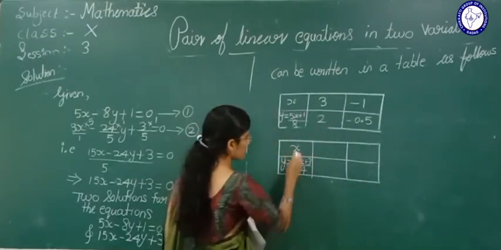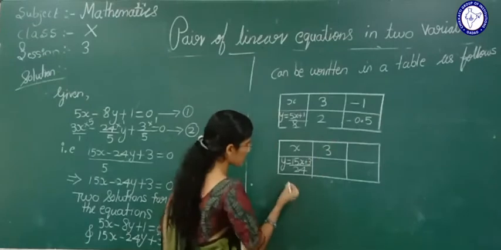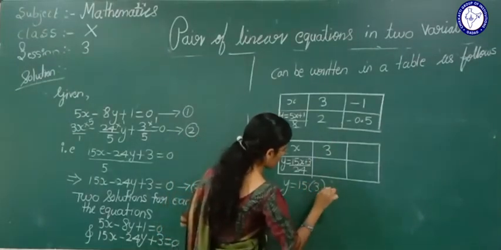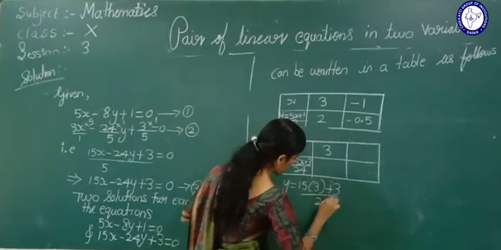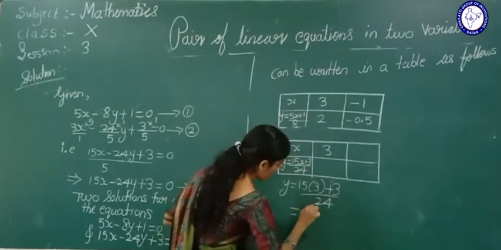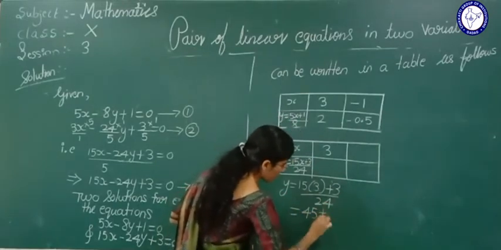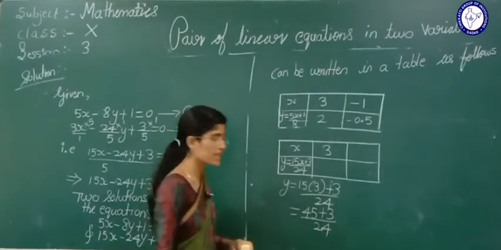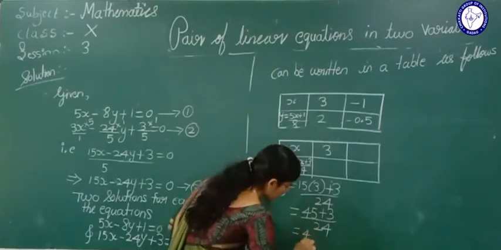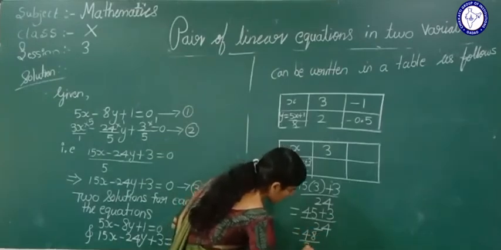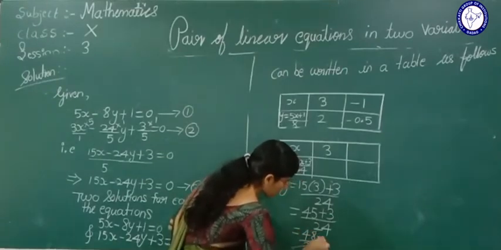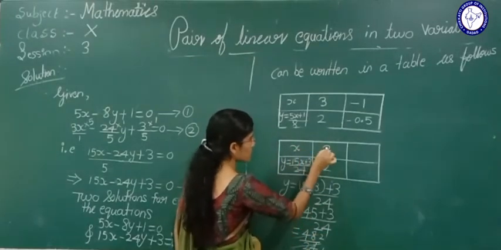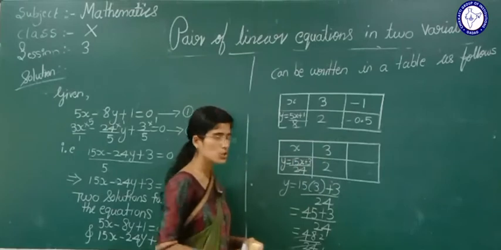Now see, if I put x value as 3, what is the y value? Y is equal to (15 times 3 plus 3) divided by 24. 15 3s are 45, right? 45 plus 3 is 48, divided by 24. 24 2s are 48. When I took x value 3, I got y value as 2.